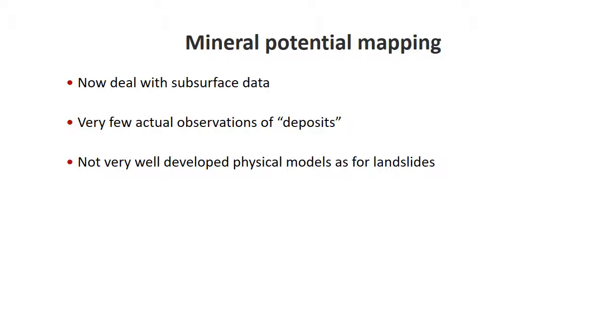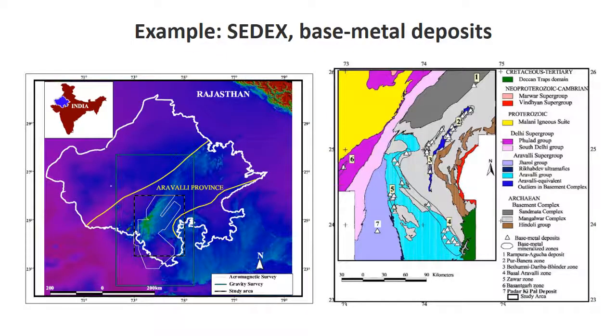And also for minerals, we don't have as well developed physical models as for landslides, at least not to the extent that they're being used for making predictions. So here's an example of a mineral deposit in India. This is a base metal SEDEX deposit. And so here we see a geological map.